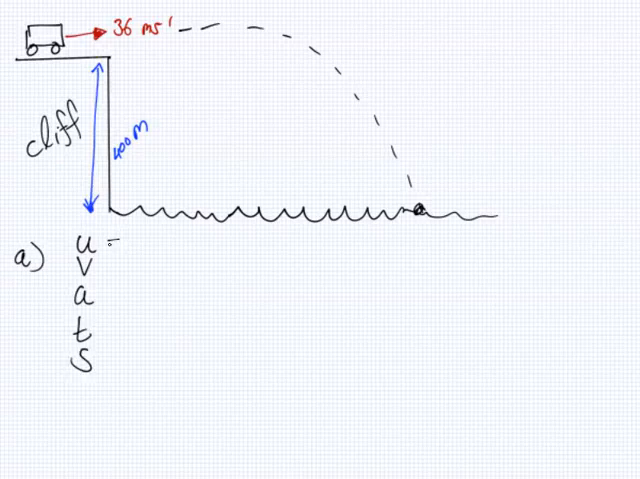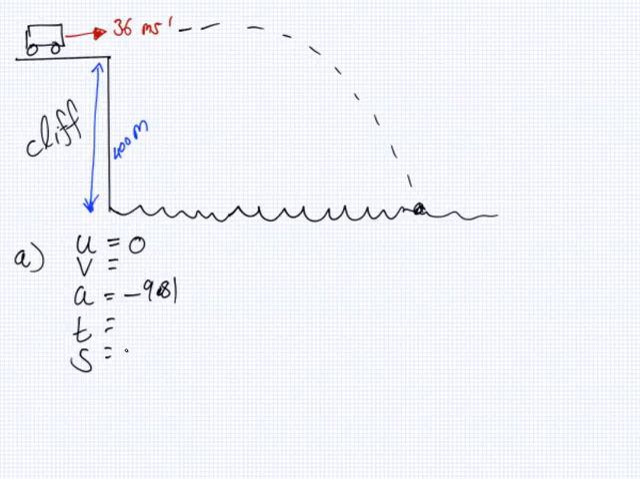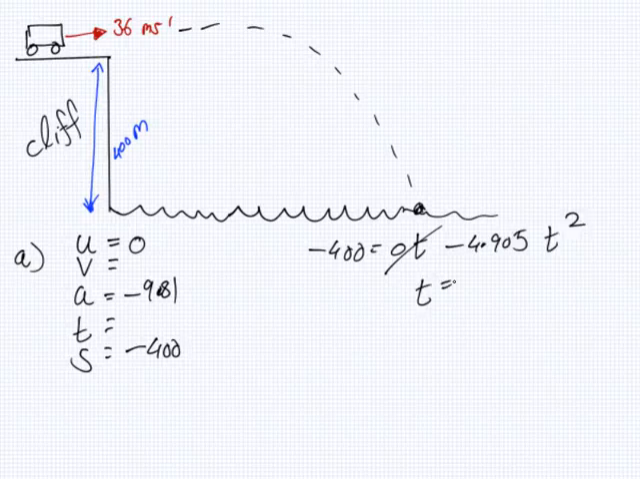So part A, U-V-A-T-S. Now think for 1 second before you say it. What's the U? Zero. Why 0? Because there is no vertical at the beginning. There's only horizontal. The V we don't know, the A we do know, the T we don't know, and the S we do know. What is the S? Minus 400, because it's going down. And we want the T, so I'll just use good old S equals UT plus a half AT squared. So T works out to be 9.03 seconds when you solve it.